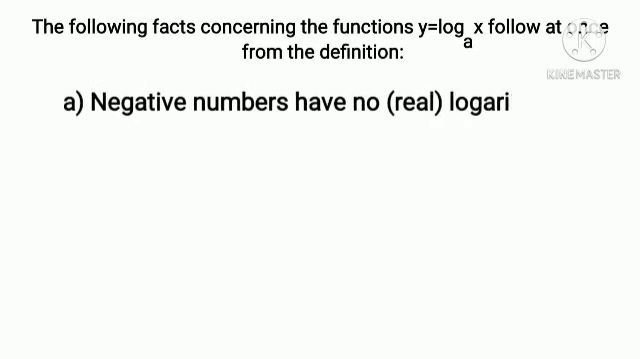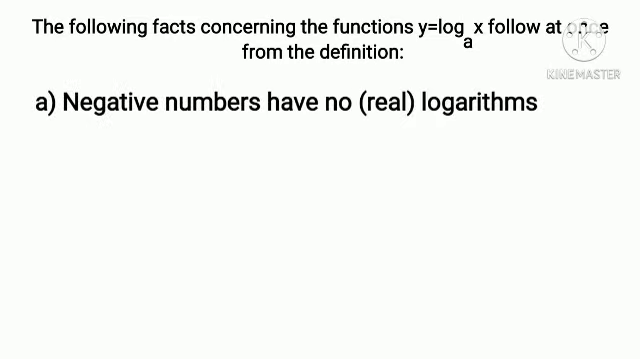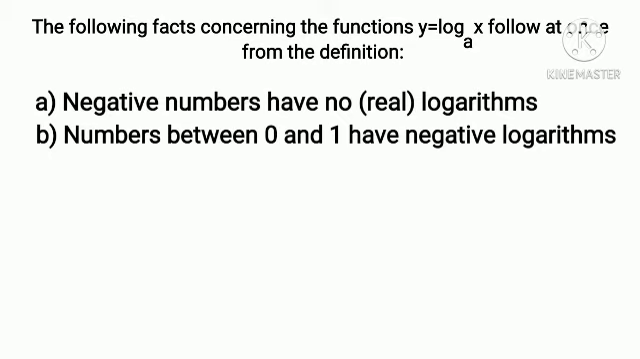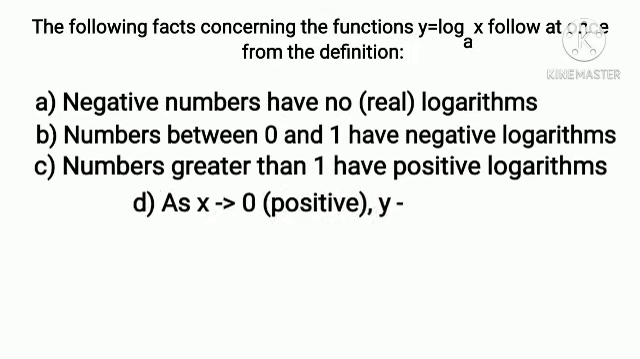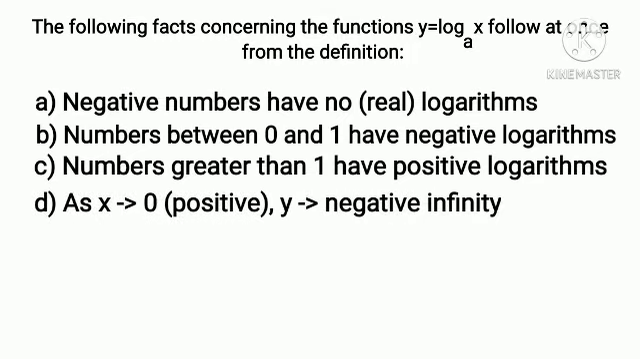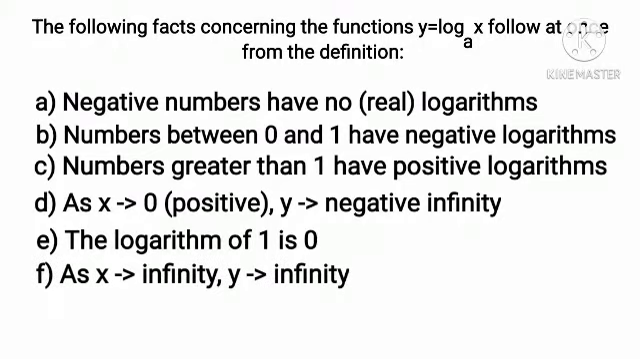A. Negative numbers have no real logarithms. B. Numbers between 0 and 1 have negative logarithms. C. Numbers greater than 1 have positive logarithms. D. As x approaches 0 from the positive side, y approaches negative infinity. E. The logarithm of 1 is 0. And F. As x approaches infinity, y approaches infinity.